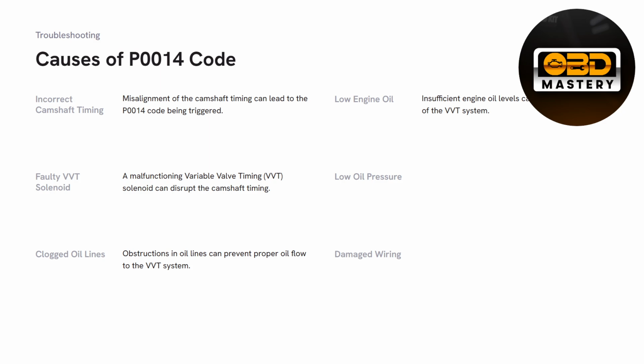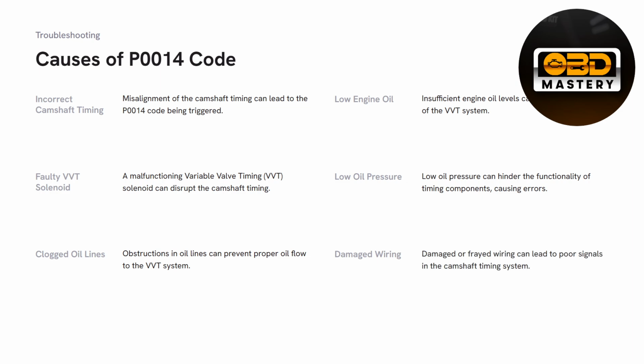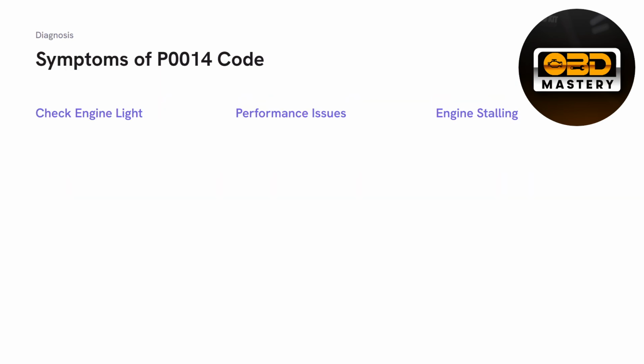Low engine oil as well, so insufficient engine oil can really affect the VVT solenoid. Low oil pressure can hinder the functionality, so be sure that you have oil in there. Make sure that you're getting enough oil pressure. Damaged wiring, so frayed wiring or poor signals to the camshaft timing system as well.